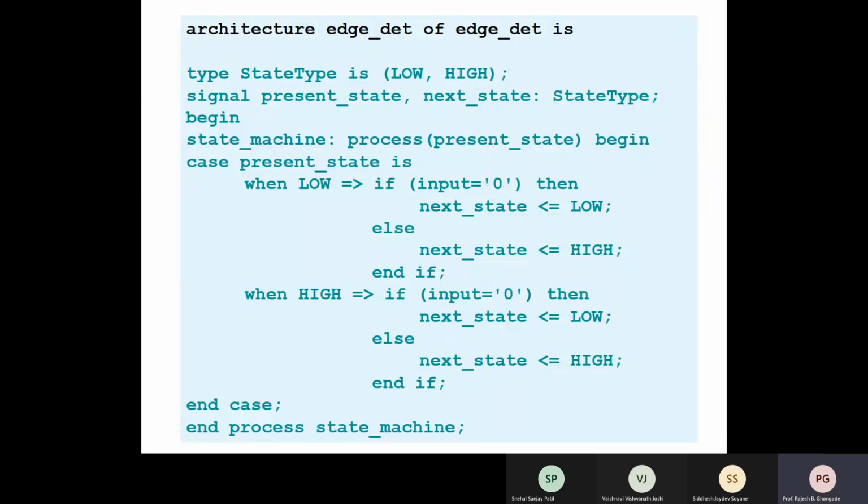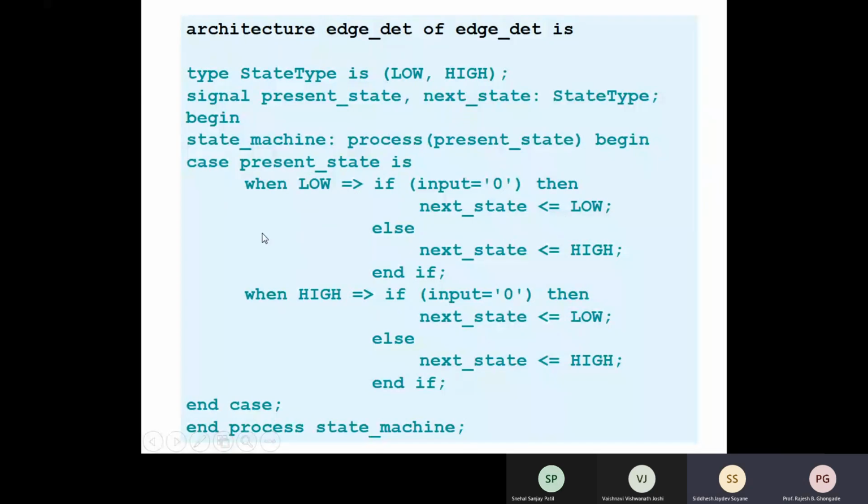Anyways, continuing with this, we start with the process. Sensitivity list present state, begin, process begins, and I'm using a case construct, which is triggered on present state, that is case present state is when low. So when present state is low, at that time if input is 0, the next state is assigned as low, else next state is assigned as high. This should be fairly simple. Similarly, when your present state is high and if input is 0, the next state is low, else next state is high. Okay? Is this clear to all?